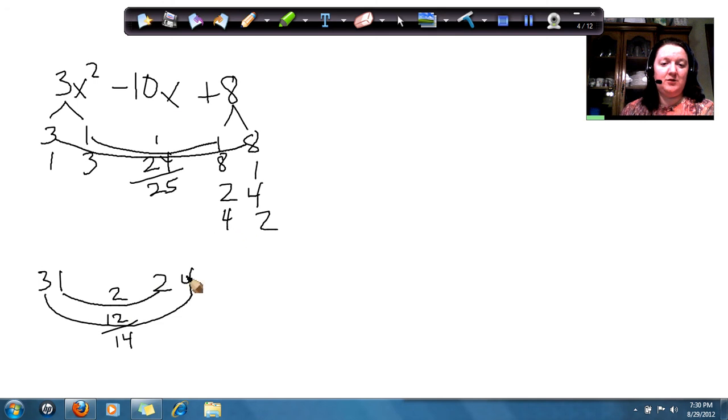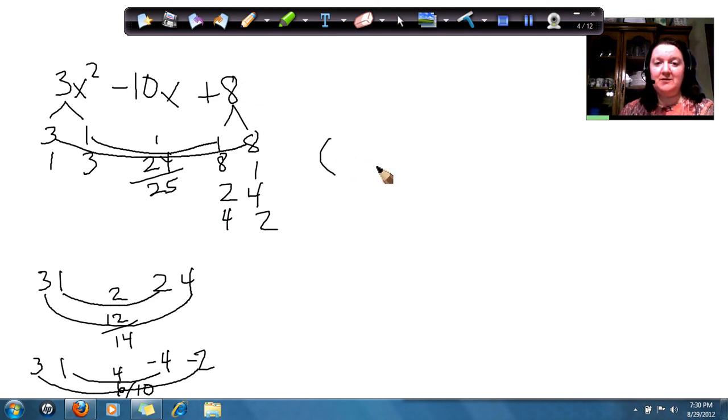Let's flip the order that they're in. If I have a 3 and a 1 and a 4 and a 2, if I multiply those together, that's going to give me 4. If I multiply that together, it's going to give me 6. Yay, that's adding up to give me 10. But wait a minute, I need a negative 10, so I'm going to change the signs of both of those to negative, because a negative 4 times a negative 2 would give me the positive 8, so that's an okay factor. So let's write down what we have so far.